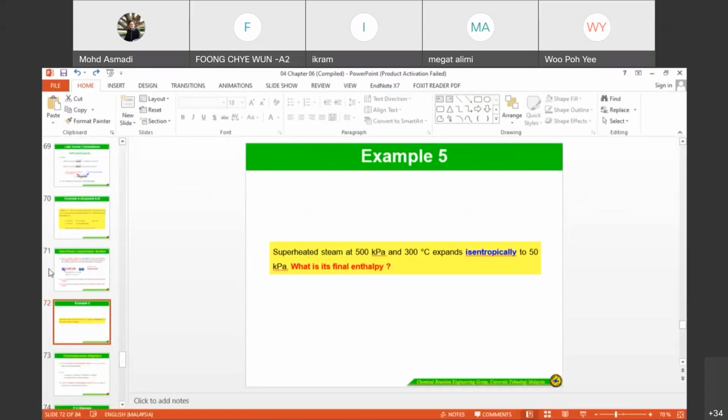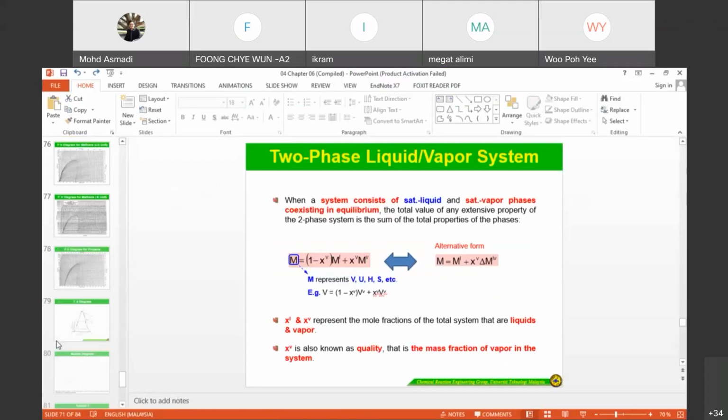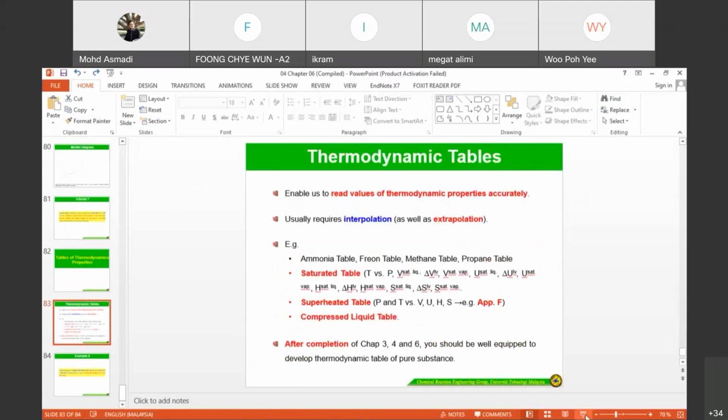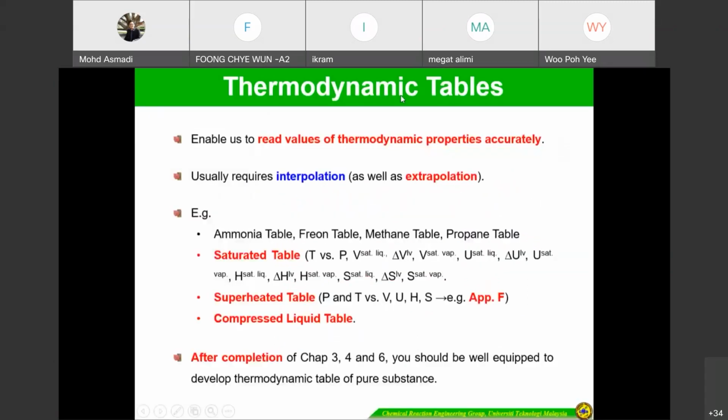Okay, and another method is, of course, you use a thermodynamic table such as a steam table. So you can read the thermodynamic property values. It is more accurate because it is from experiments. So you just do the interpolation or extrapolation. For example, ammonia table, saturated table, compressed liquid tables.